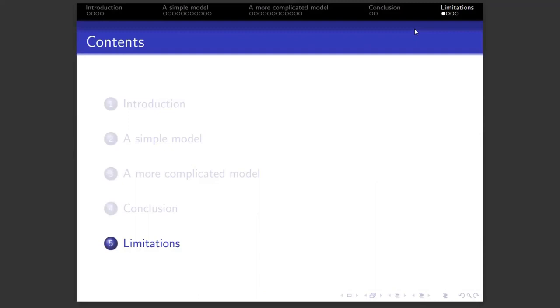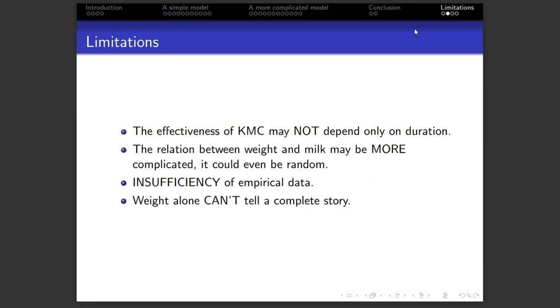And there are some obvious limitations to our model, namely, first, the effectiveness of KMC may not depend only on duration like we assume. When and how we use it could play an important role too. Second, the relation between weight gain rate and milk intake rate may be more complicated than the logistic function. It could also be too random and arbitrary to consider. Third, we couldn't find much empirical data to support our models. In particular, we only found one paper with data that bears a resemblance to our result. Finally, weight is not the only thing to look at when determining how healthy an infant is. There are other metrics worth considering, such as length and head circumference, which we did not do.